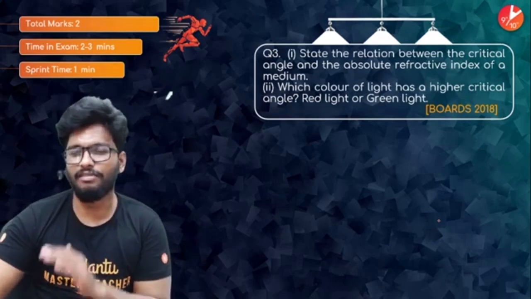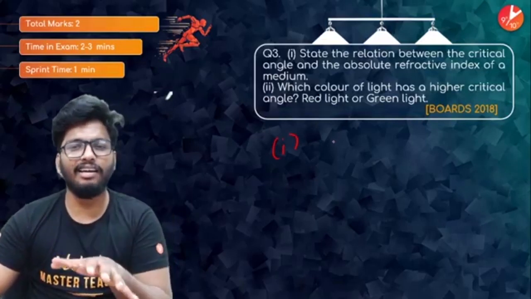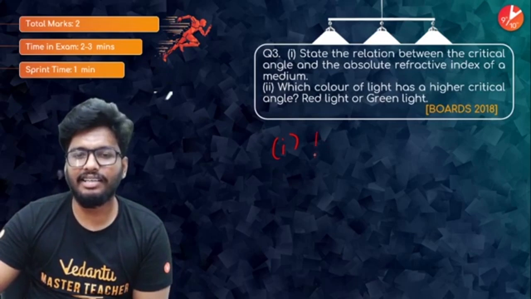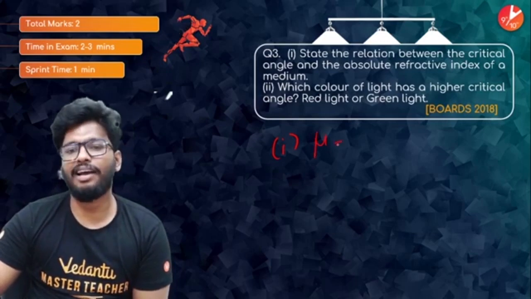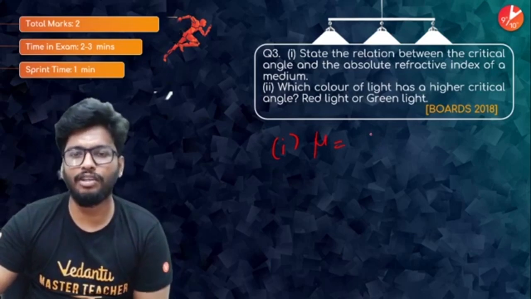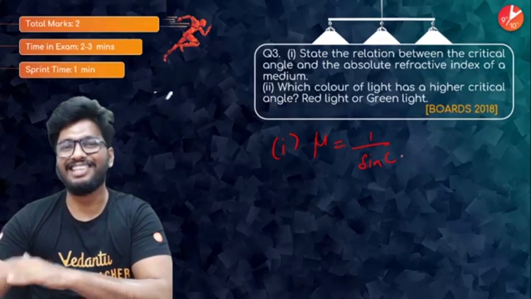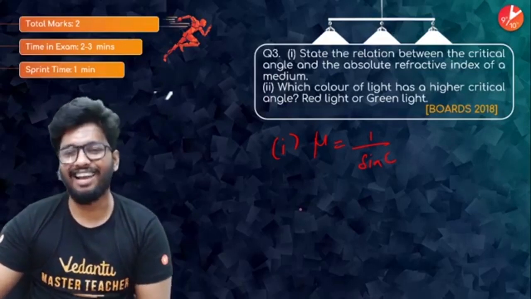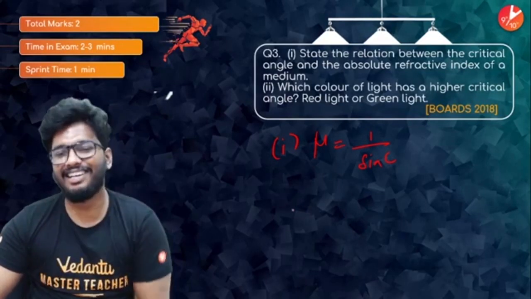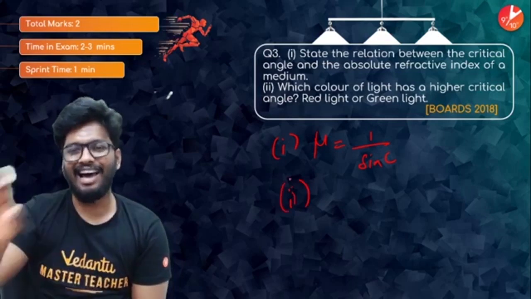Beautiful question. It's actually a very, very simple question. For the first part of the question, what is the relation between critical angle and the absolute refractive index? The relationship is that the absolute refractive index of a medium is equal to 1 by sine C, which is nothing but 1 by the sine of the critical angle.